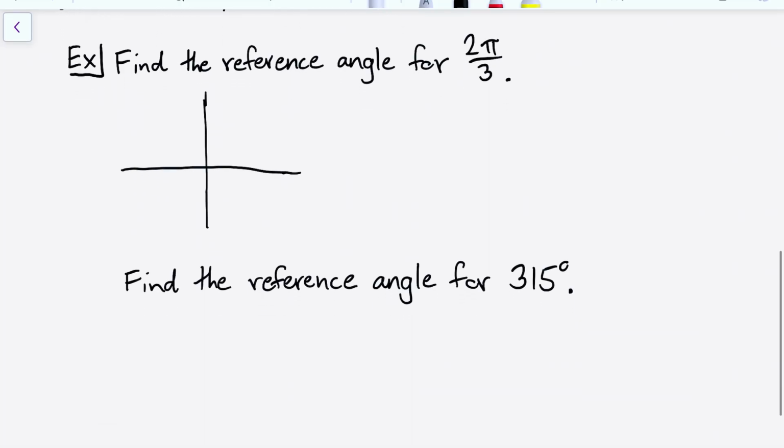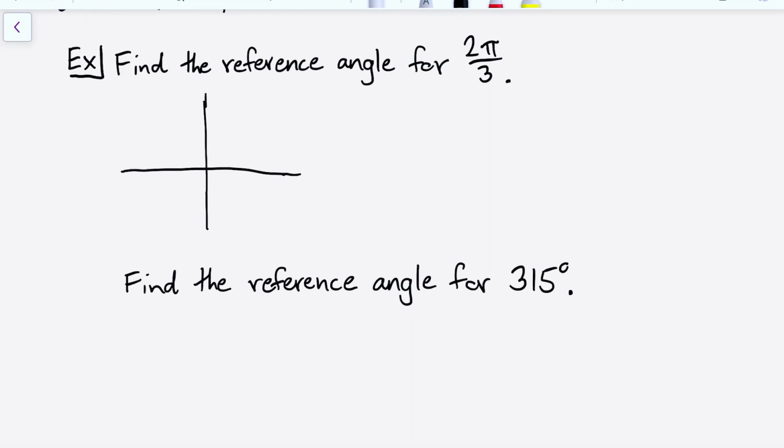Say I want to find the reference angle for 2 pi over 3. It may help to decide where that angle is located in the first place. Is this a quadrant 1, quadrant 2, quadrant 3, or quadrant 4 angle? This angle is located in quadrant 2. If I think about this as being pi radians, we could also say that's the same as 3 pi over 3 radians. So 2 pi over 3 radians is about 2/3 of the way there. 2 pi over 3 radians is about right here.